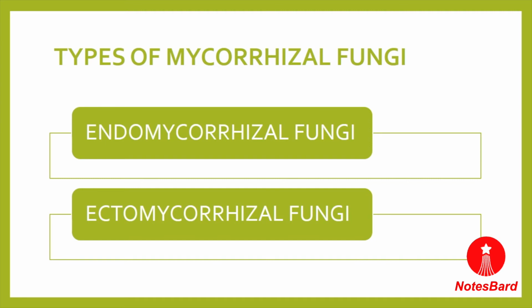But in the case of endomycorrhizal fungi, the hyphae penetrate the cell wall of the higher plant, and the cell wall invaginates the cell membrane. And this includes several types: arbuscular, ericoid and orchid mycorrhiza. So these are the types of mycorrhizal fungi.